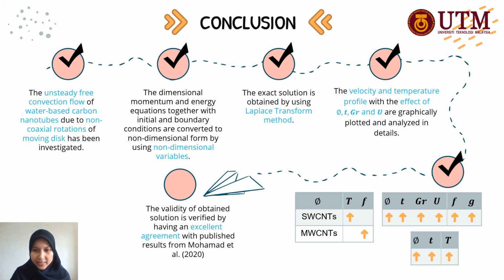And here I forgot to explain the result. When we see the result, actually it is the comparison of single wall and multi-wall. In the temperature, you can see that the single wall profile is higher than multi-wall because single wall has higher thermal conductivity compared to multi-wall. That means that single wall can conduct more heat. For the velocity profile, it can be seen that multi-wall has the higher velocity compared to single wall because multi-wall has lower density, so that's why the velocity is increased. And lastly, our result is verified by Muhammad et al. and is found to be identical. It means that there is excellent agreement.